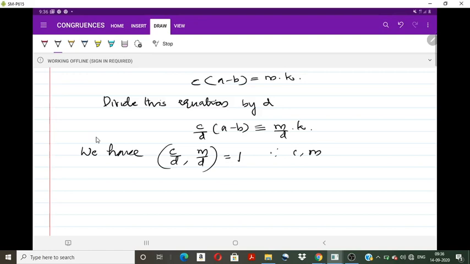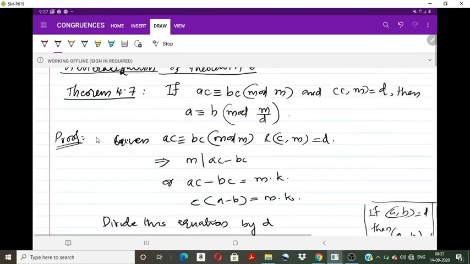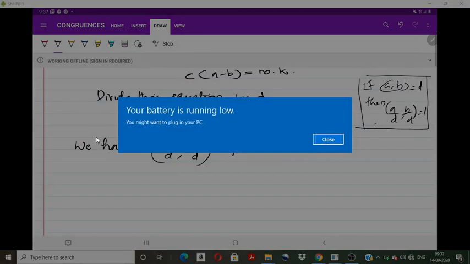Since GCD of C comma M equal to D, then we have the result using this result, that is if GCD of A comma B equal to D, then GCD of A by D comma B by D equal to 1. The property of the GCD of two numbers, positive integers. So GCD of C by D, M by D equal to 1. So in this equation, let it be equation number 1.